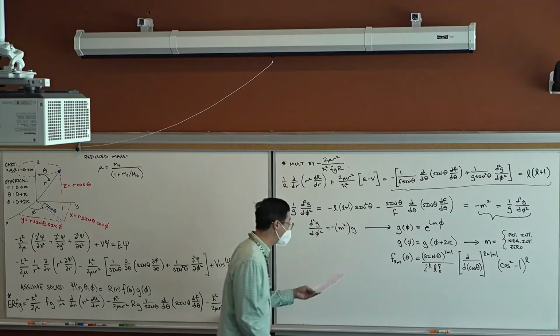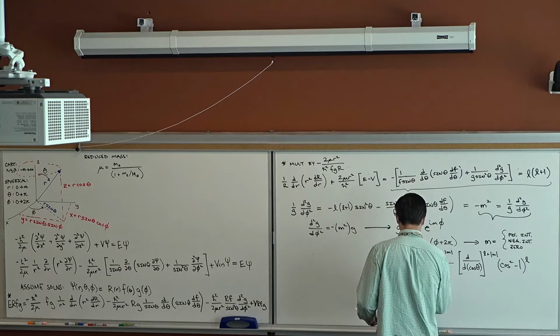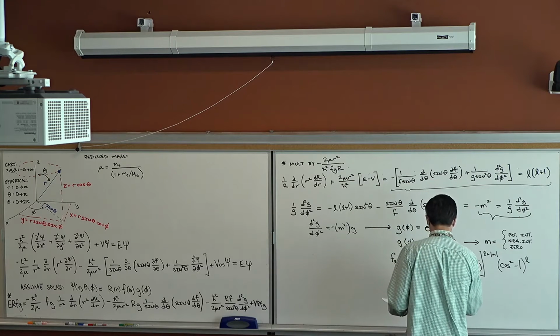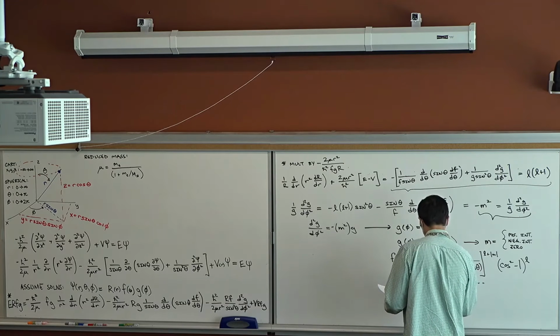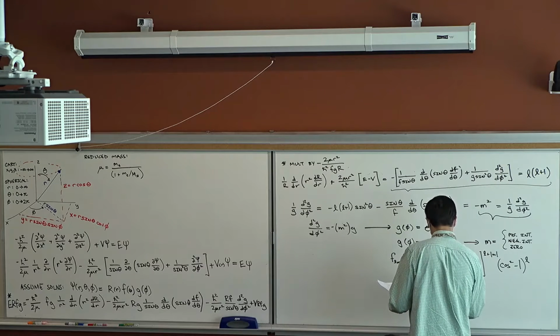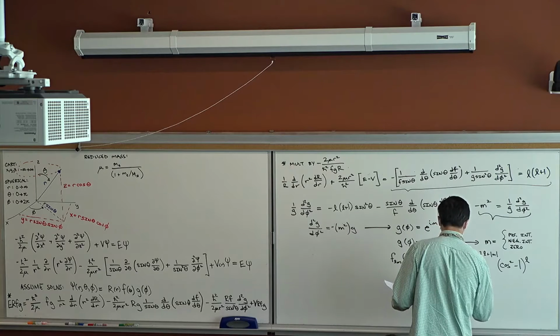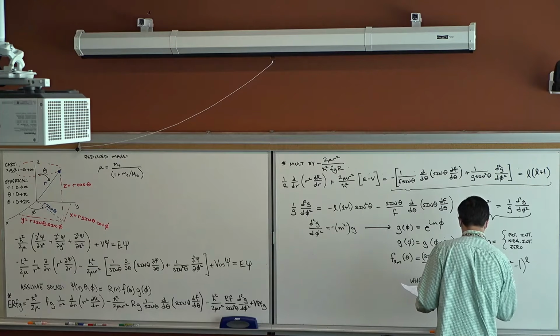So this is true where L is equal to 0, 1, 2, 3, and then M is going to go 0, plus or minus 1, plus or minus 2, all the way up to L, plus or minus L.